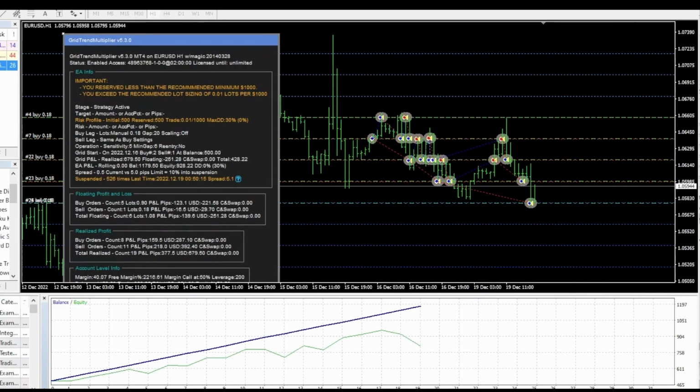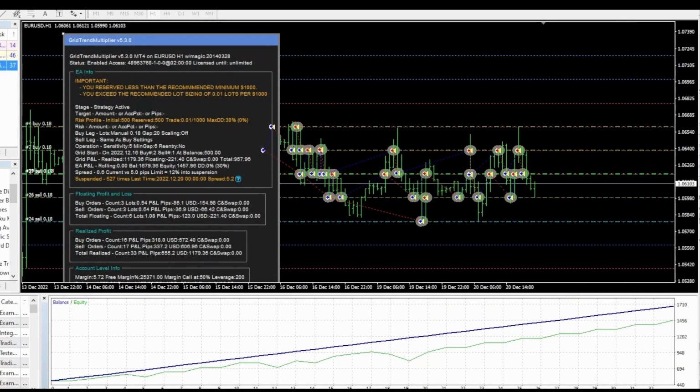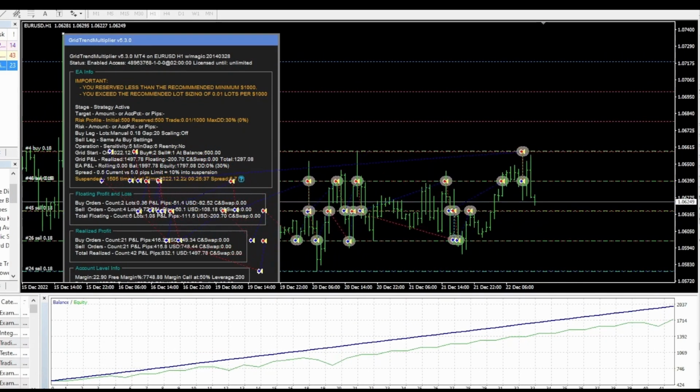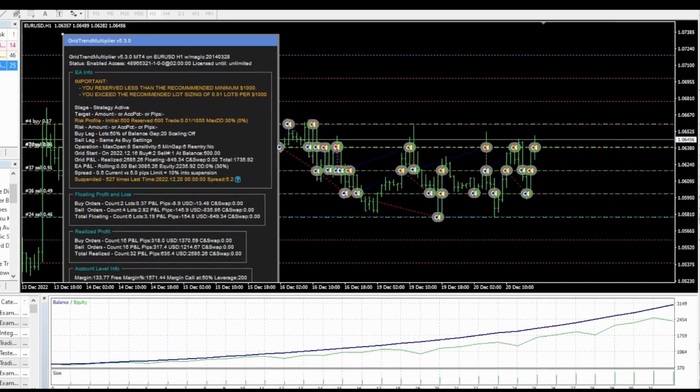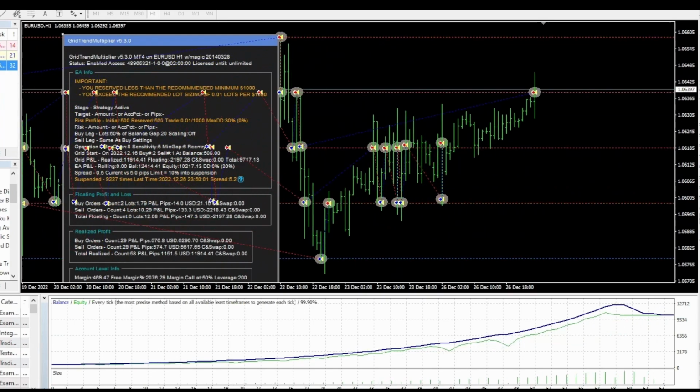The Grid Trend Multiplier, along with a few other EAs, also have a percentage of equity, which is another version of the multiplier effect. You can see here in this example, the Grid Trend Multiplier only using 1 multiplier effect, where it takes profit at every single grid line. However, when I add another multiplier effect, the percentage of equity, the difference in profits is phenomenal.